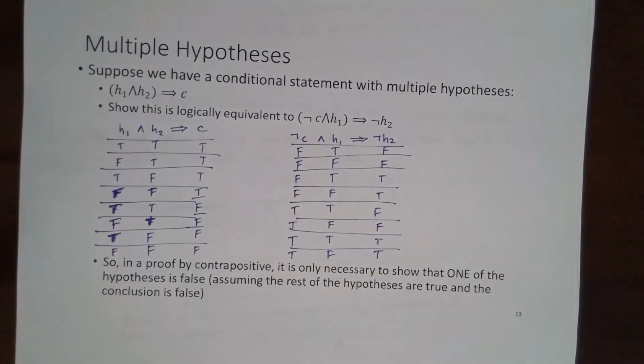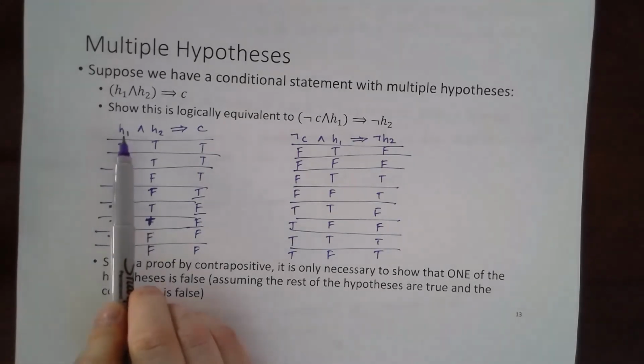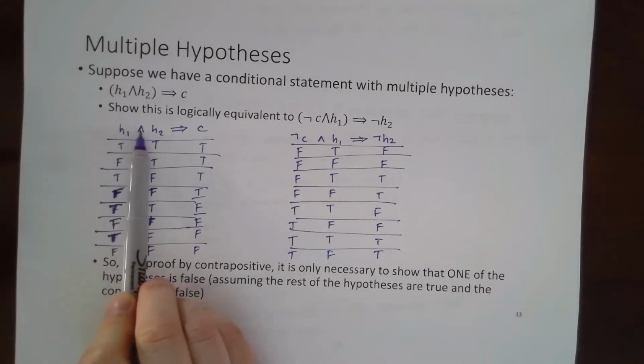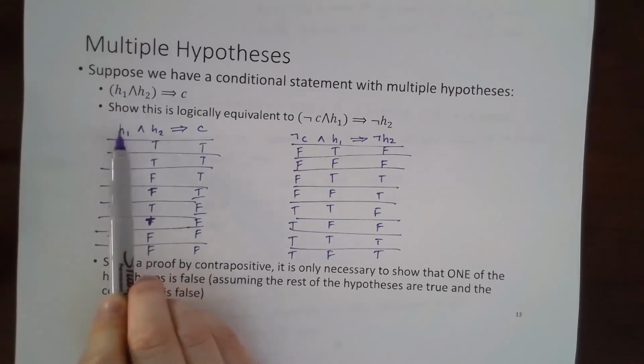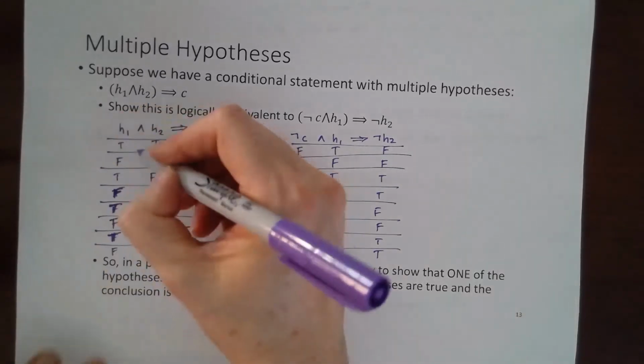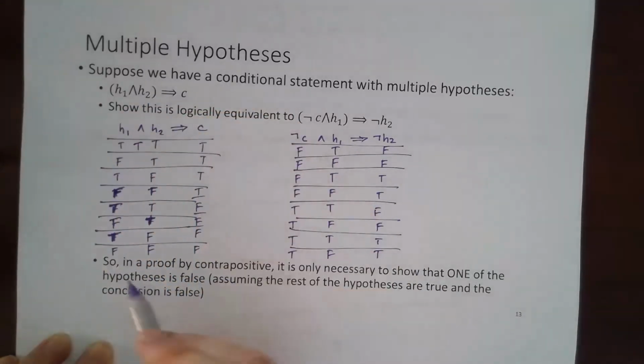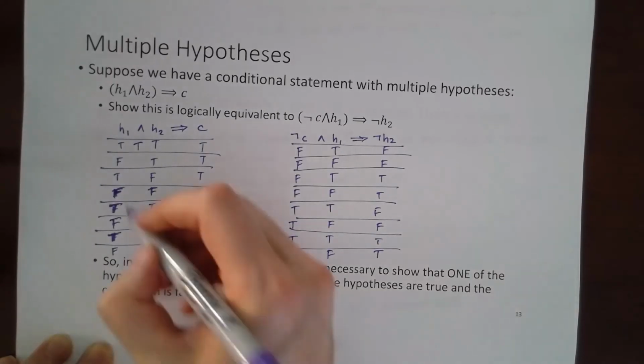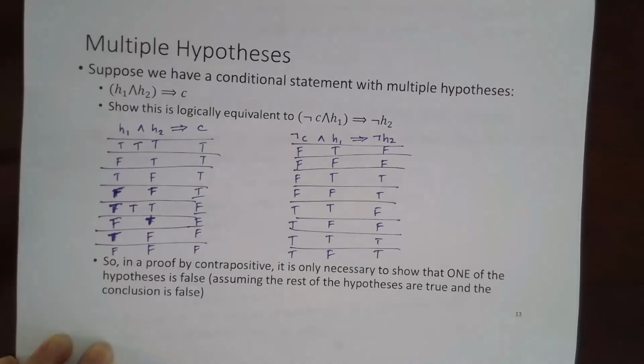All right. So the only place that the conjunction is true is when both of the propositions are true. So we're going to have a true here on that first line and down here, that looks like on the 5th line. All the rest of them are going to be false.